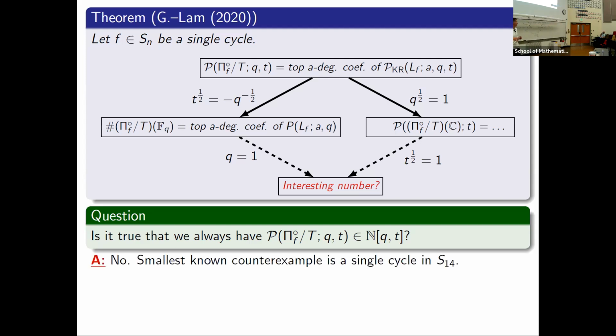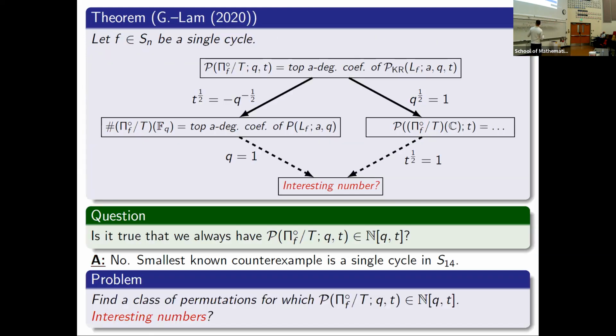Unfortunately for us, there are some permutations. The smallest one we know is on 14 letters, so it's a huge example. In this example, there's just a tiny monomial which has a half integer power, and the rest is integer. But still this is a counterexample. So the problem now becomes: can you find some nice class of permutations where you get interesting numbers? And if yes, what are these interesting numbers?